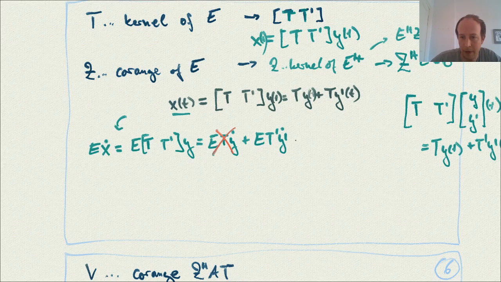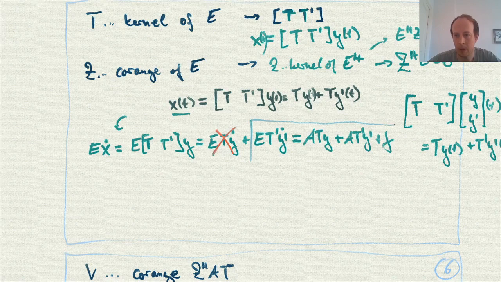So we end up with this, and on the other side of the equals sign we have A T y plus A T dash y dash plus f. So we are then left with this equation. What we can see here already is that these y dash variables are those that will be differentiated.